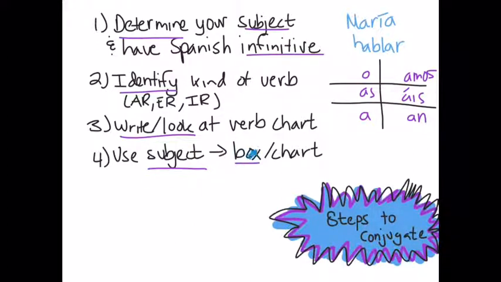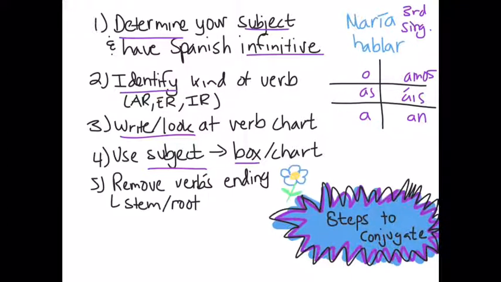Use the subject to determine which box of the chart you need. We have Maria, so we know we need third person, or third row, and singular, so it's on the left-hand side. So we will use a as our ending. Remove the verb's ending, so hablar, we're going to get rid of the AR, and that will leave us with the stem or the root. Think of a flower to help you remember. It's the part left over. Stem or a root. So we get rid of AR, we're left with habl.